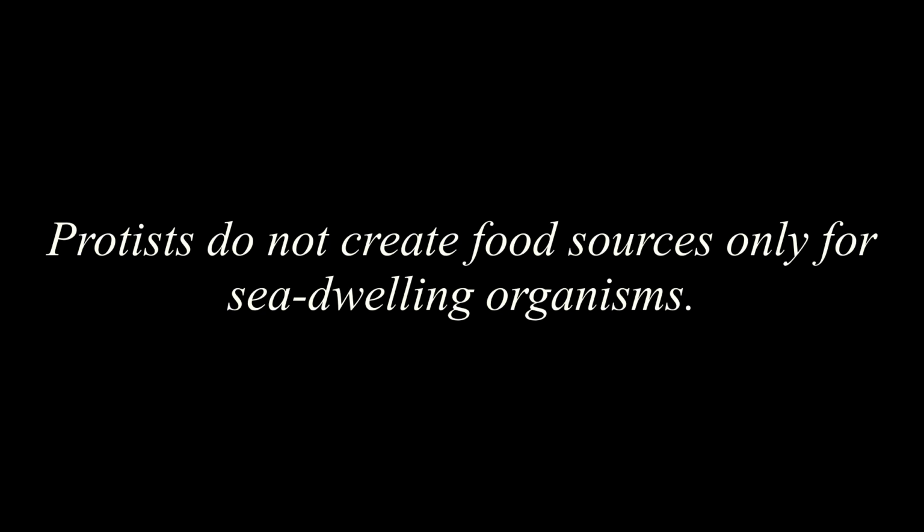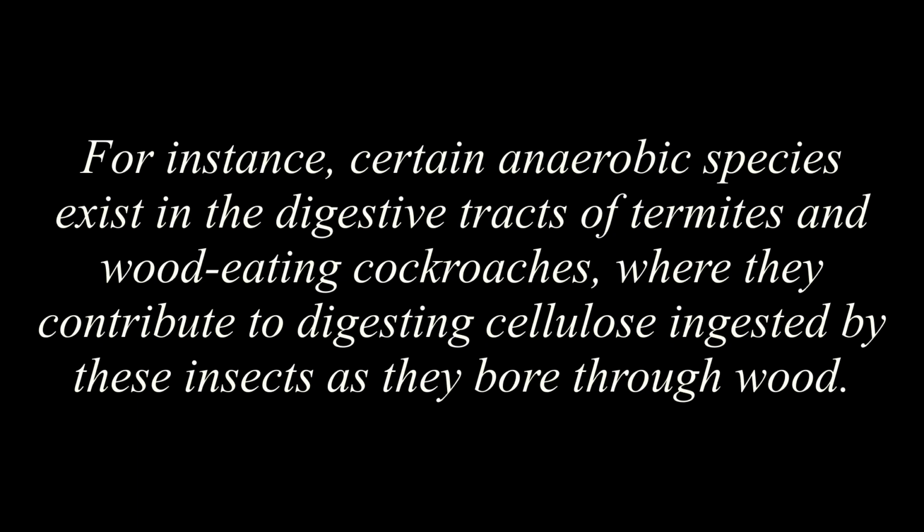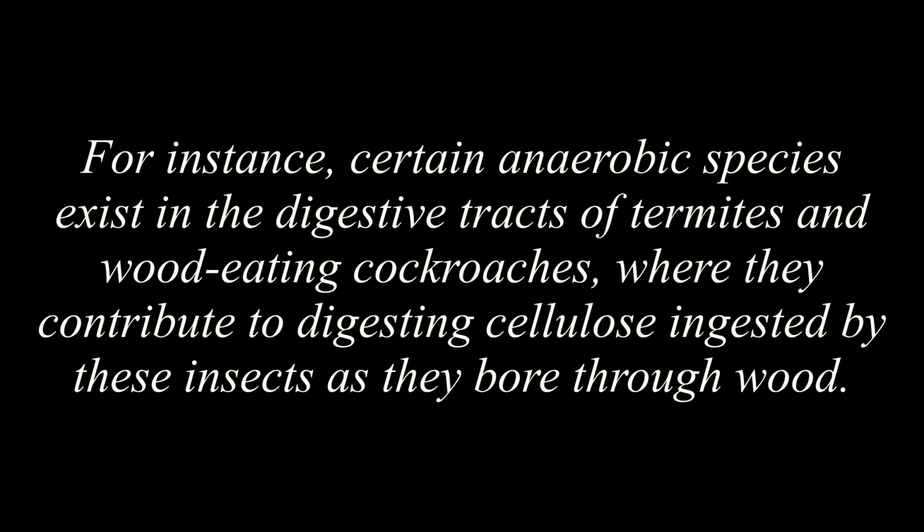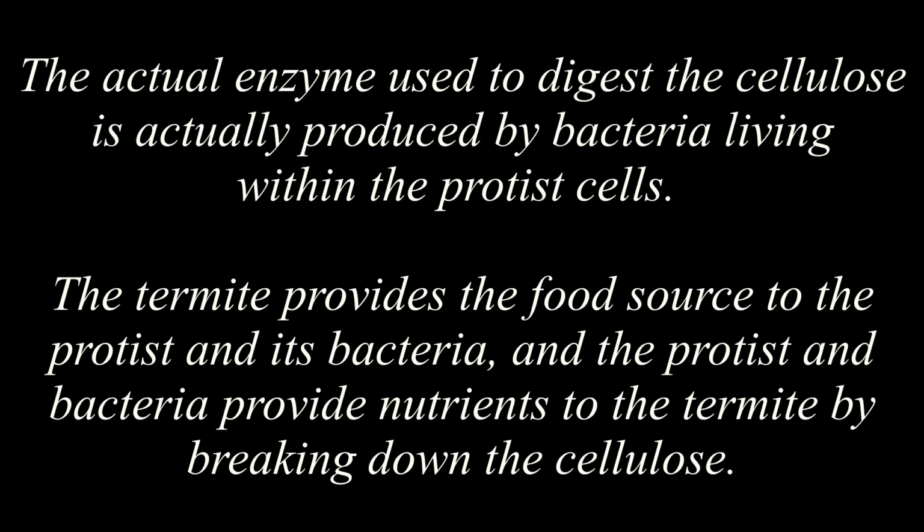Protists do not create food sources only for sea-dwelling organisms. For instance, certain anaerobic species exist in the digestive tracts of termites and wood-eating cockroaches, where they contribute to digesting cellulose ingested by these insects as they bore through wood. The actual enzyme used to digest the cellulose is produced by bacteria living within the protist cells. The termite provides the food source to the protist and its bacteria, and the protist and bacteria provide nutrients to the termite by breaking down the cellulose.